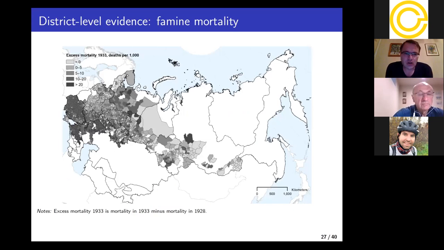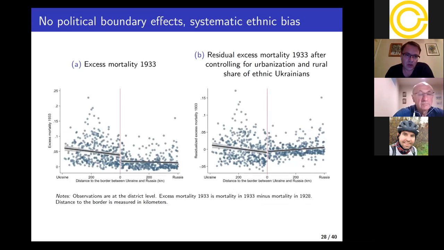Next, let me show you district level evidence. It took a lot of time to collect this data, but the figures show you famine mortality at district level in the Soviet Union in 1933 relative to excess mortality, relative to mortality in a normal year, which is in this case 1928. With more precise, more granular data, we can look at discontinuity at the Ukrainian border, and the column on the left shows you the result of this exercise, and you may see a clear discontinuity.